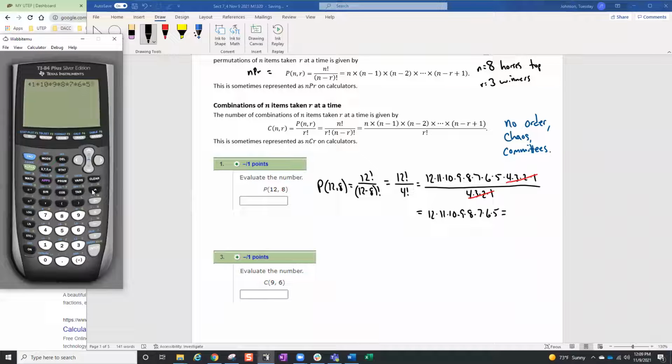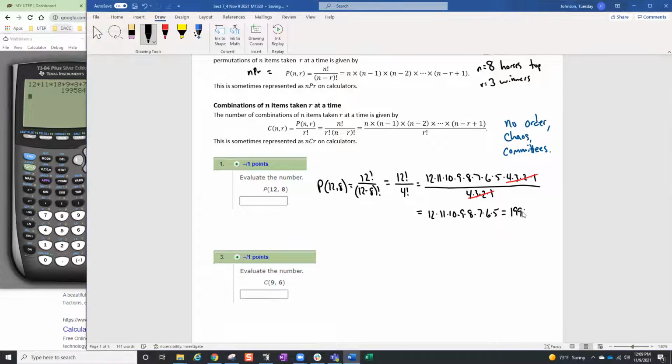And we get a huge number. 199,584. All right, 19 million. That's huge. And I don't think WebAssign likes commas, so I probably shouldn't have put the commas in there. And that's fine. We can do that. But nobody wants to have to do that.